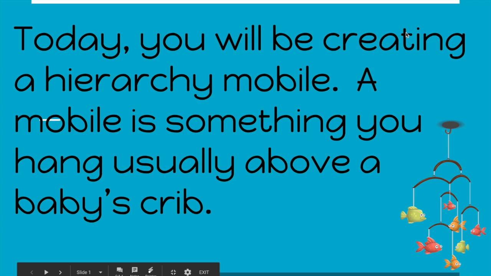Okay, we have been talking in class about two-dimensional shapes, their attributes, the things that make them that shape, and the hierarchy, so how we're classifying that. So today, you're going to be making a hierarchy mobile. A mobile is something that you hang, and usually it's something that's hung above a baby's crib. You can see a picture of one right here on your screen.